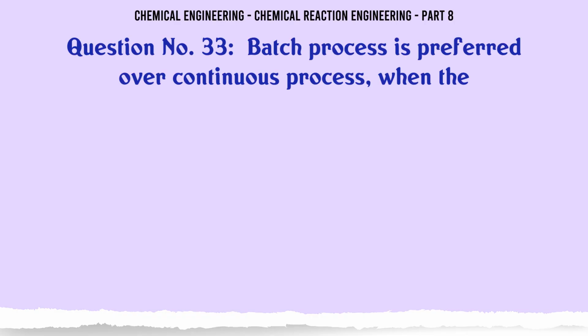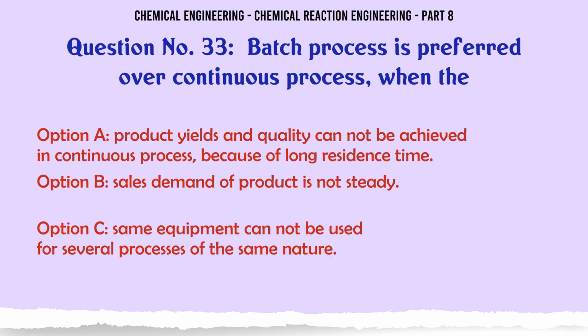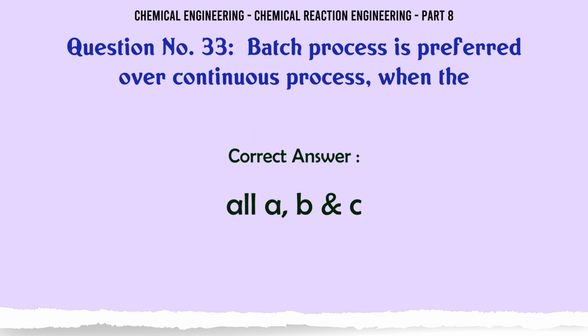Batch process is preferred over continuous process when A. product yields and quality cannot be achieved in continuous process because of long residence time. B. Sales demand of product is not steady. C. Same equipment cannot be used for several processes of the same nature. D. All A, B, C. The correct answer is all A, B, C.